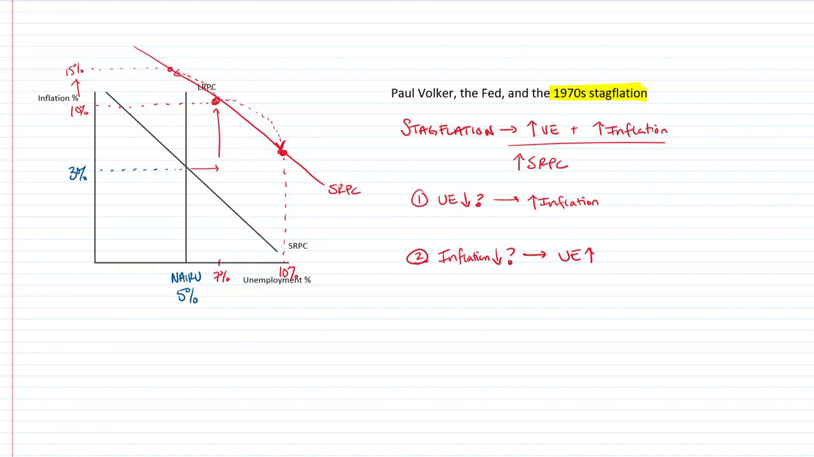And so the question is, what is an economist to do? What is Paul Volcker going to do in this situation? Well, very famously, Paul Volcker selected option number 2. He chose to fight inflation by creating a recession.